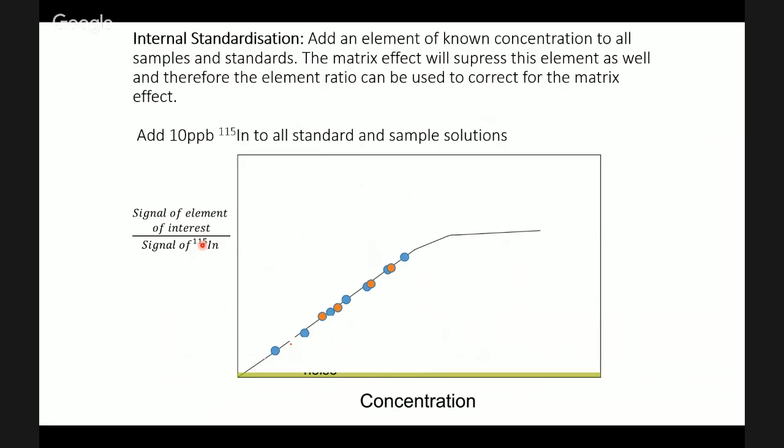The beauty of this is that if these samples did have their signal suppressed by having a high total dissolved solids content, meaning the mass spectrometer is less efficient for those samples, it will also be less efficient for the internal standard. So this corrects for the inefficiency of samples versus standards. We then produce a calibration curve based on concentration and the ratio of the element of interest to the internal standard, rather than just the intensity.